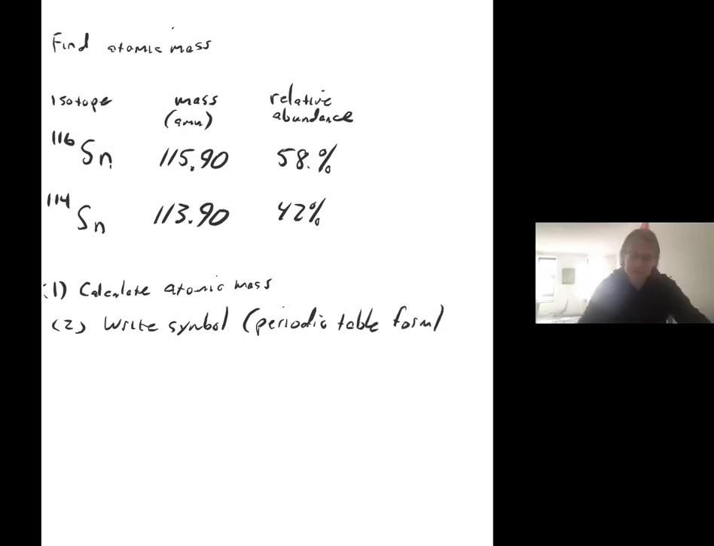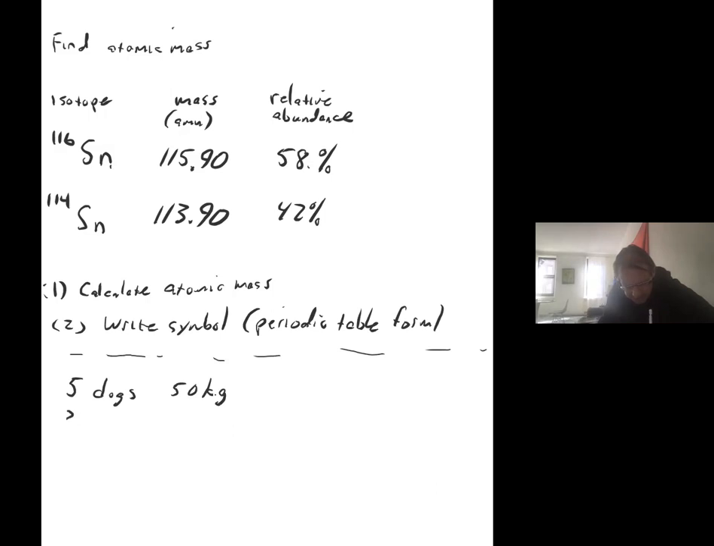Okay, so this is a calculation. So you're gonna do a little calculation. You wanna have your calculator out for this one. So here's how we do it. This is called a weighted average. So I'm gonna show you a quick little example just to give you the idea of how we're doing this. Suppose I said I have 5 dogs and each one weighs 50 kilograms. And I have 3 dogs and each of these 3 dogs weighs 40 kilograms.